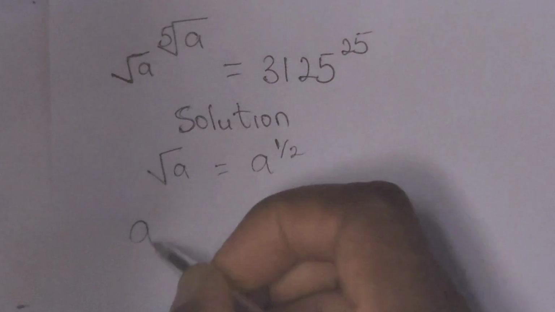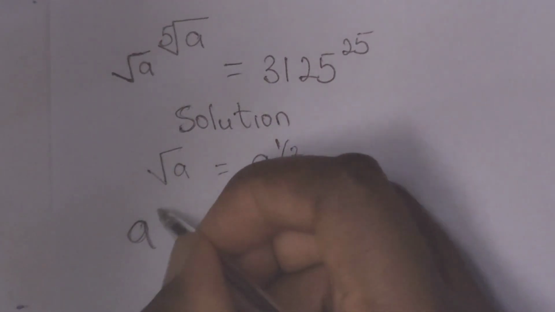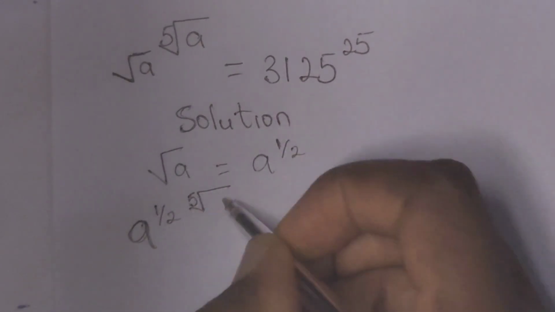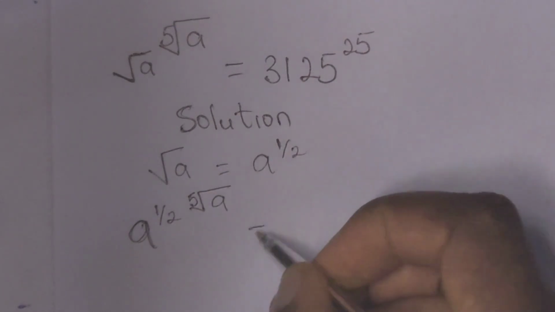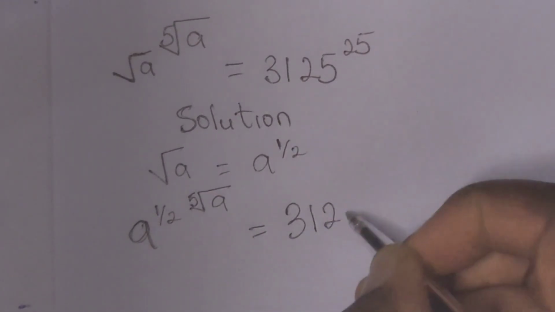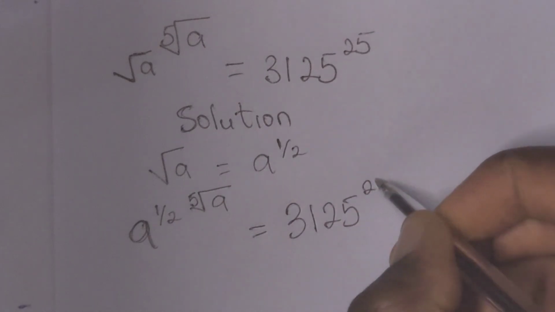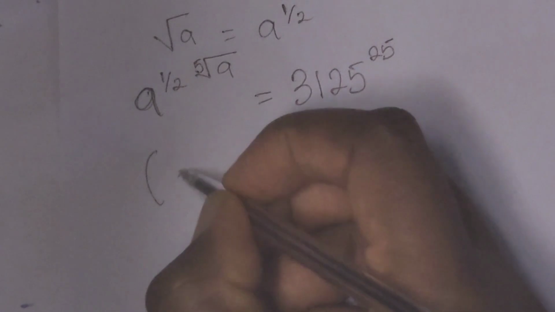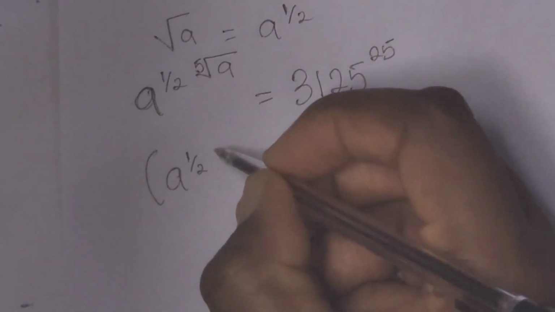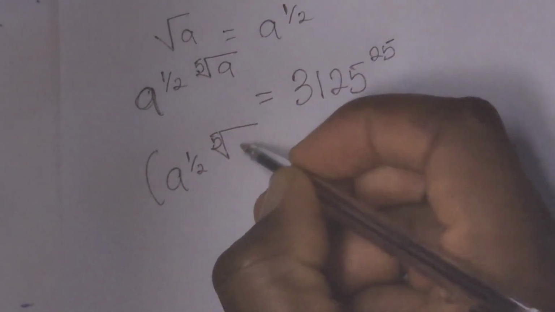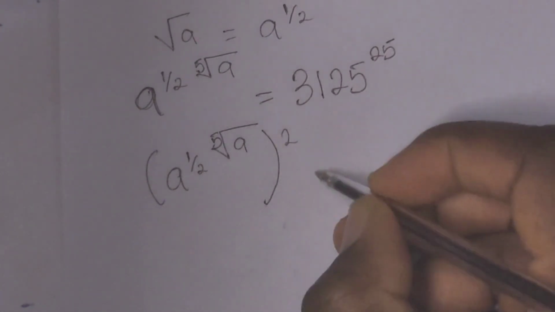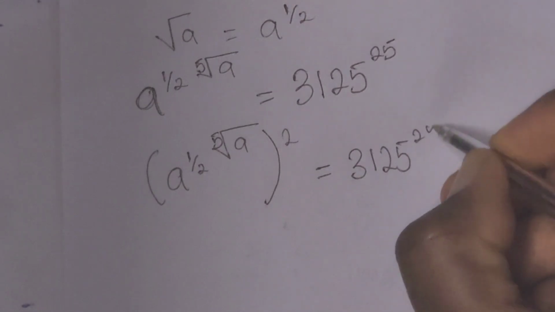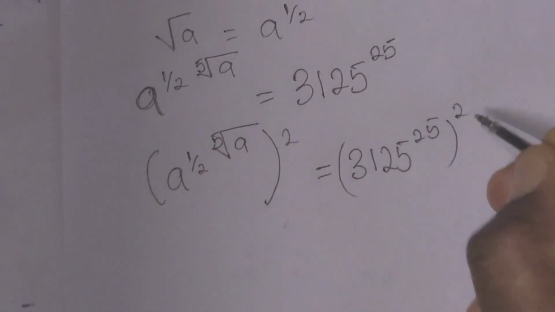So we have a to the power of 1 over 2, further raised to the power of the fifth root of a, all equal to 3125, all to the power of 25. So we'll square both sides to have a to the power of 1 over 2, further raised to the power of fifth root of a, all squared, all equal to 3125 to the power of 25, all squared.